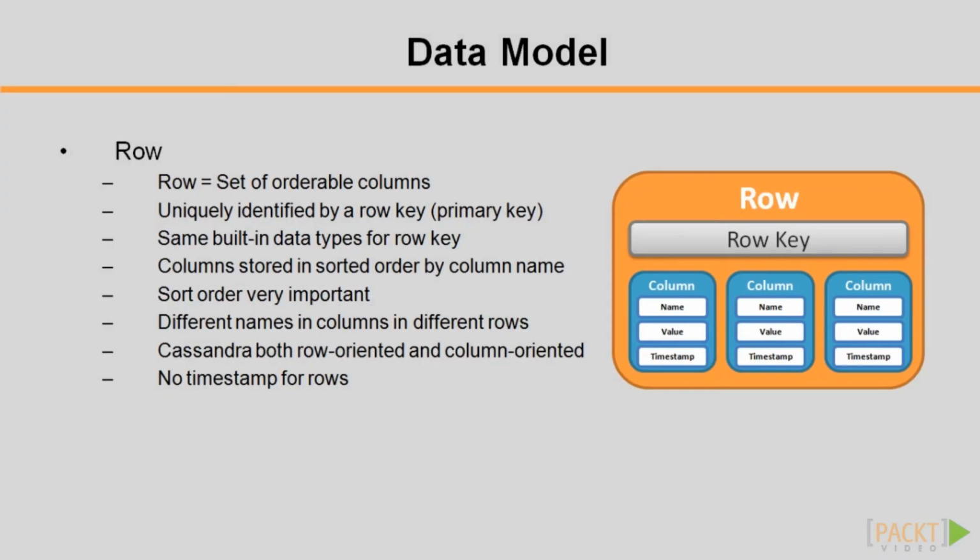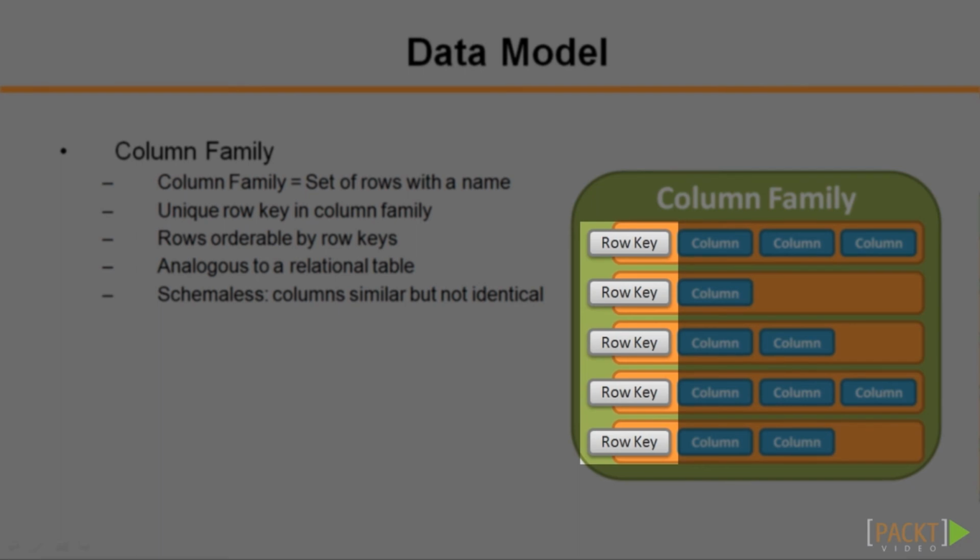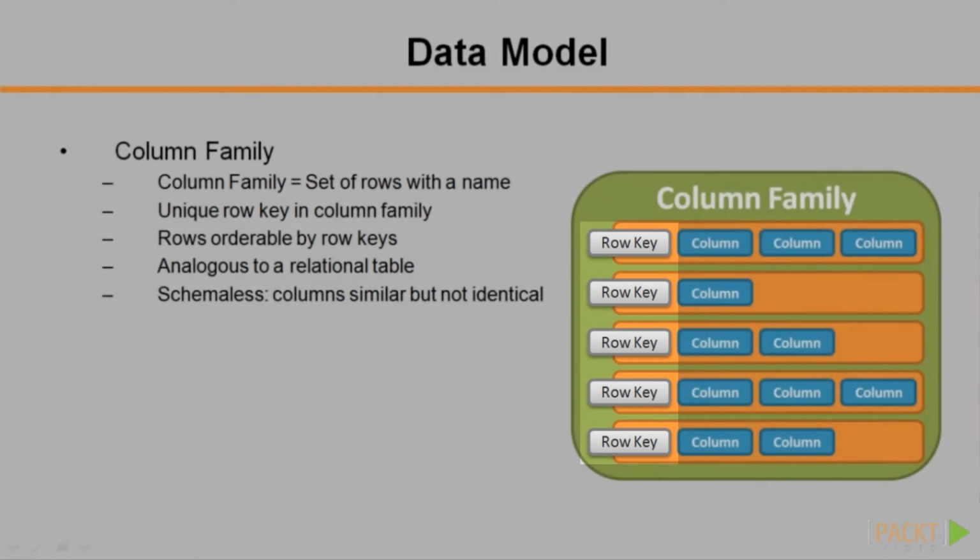Different names in columns are possible in different rows. That's why Cassandra is both row-oriented and column-oriented. It should be remarked that there is no timestamp for rows. The next level up is column family, which is basically a set of rows with a name. The row key in a column family must be unique and is used to order rows.